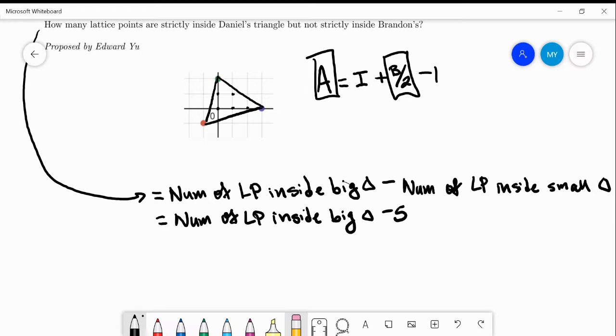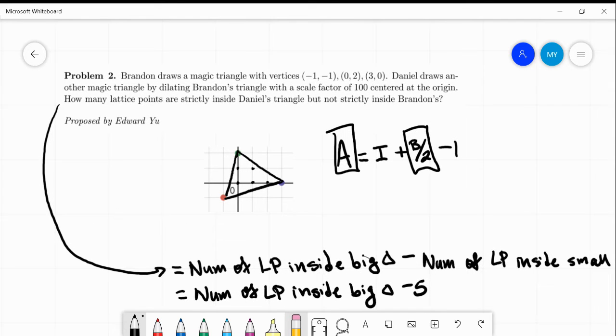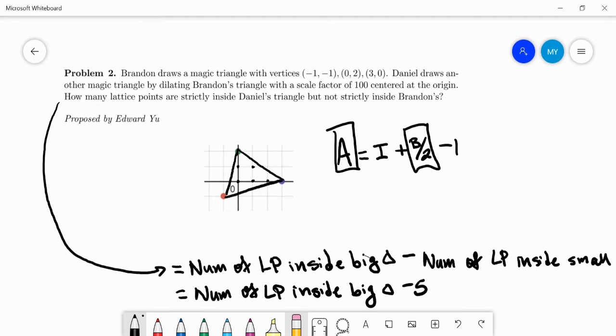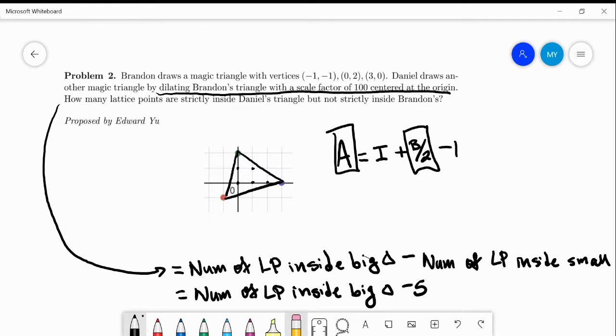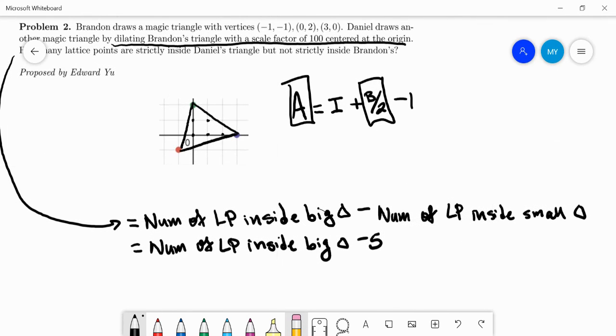So let's compute the area first. And to compute the area, let's think about how the big triangle is actually defined. The big triangle is defined by dilating the small triangle with the scale factor of 100 that's centered at the origin. So that means the area of the big triangle is going to equal 100 squared times the area of the small triangle. So to find the area of the big triangle, we need to find the area of the small triangle first, and then just multiply by 10,000.